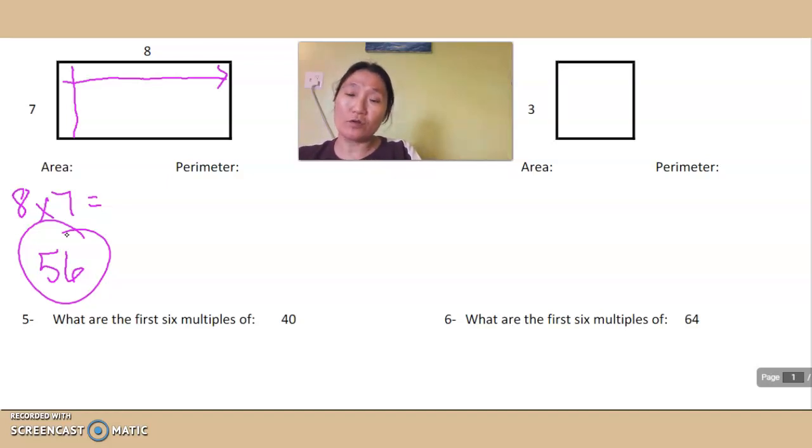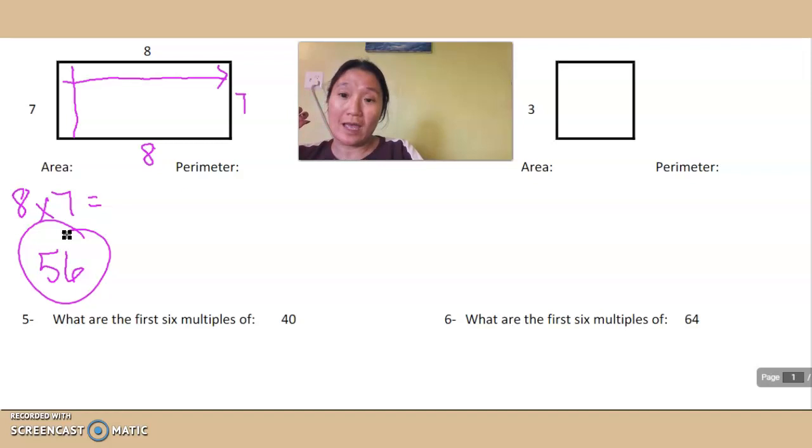Perimeter. Remember, you're going to be adding up all the sides. So you know that 8 will go over on this side and 7 will go over on this side. You add all the sides up when you are finding perimeter.